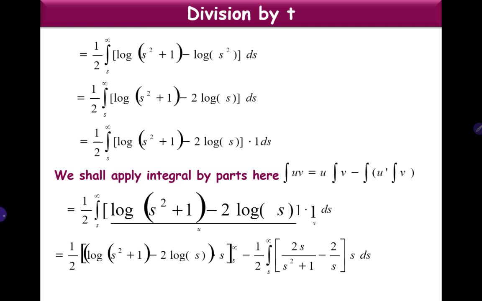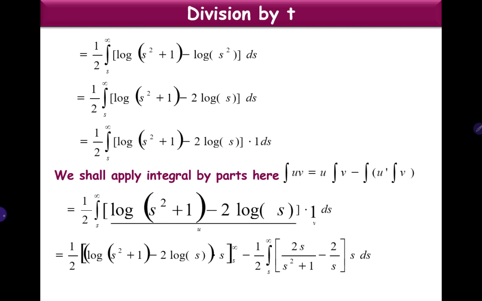Okay. Now look at the first term. We have limits s to infinity and we have logarithmic terms. If we apply the limit directly, we may get log infinity minus log infinity, which is undefined. So we first simplify this term. We write 2 log s as log of s square, and we use log a minus log b to write it as log of a by b.